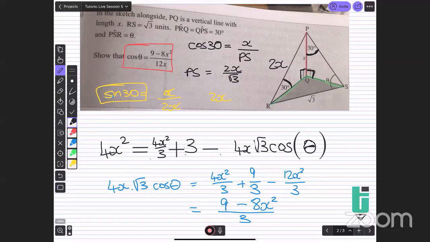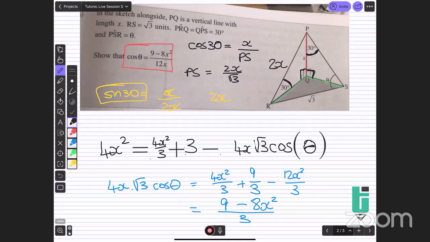I think we should divide by 4x on both sides. Yes, but if we do, then we get 12x, but then we're still left with the root 3. Do you see what I'm saying? Wait, why is the square root 3 anyways? Where did it come from again? This square root 3 is just taken over.